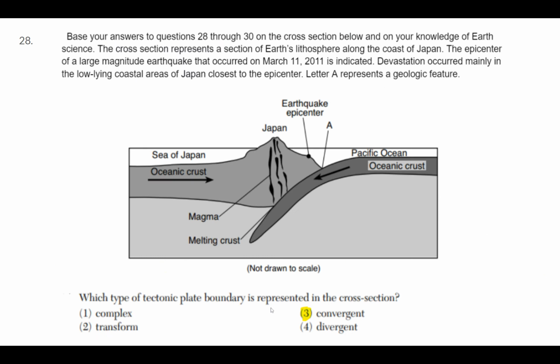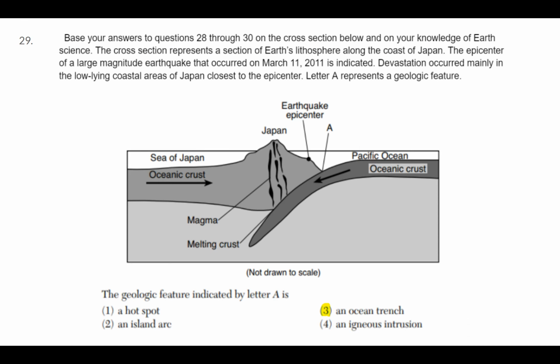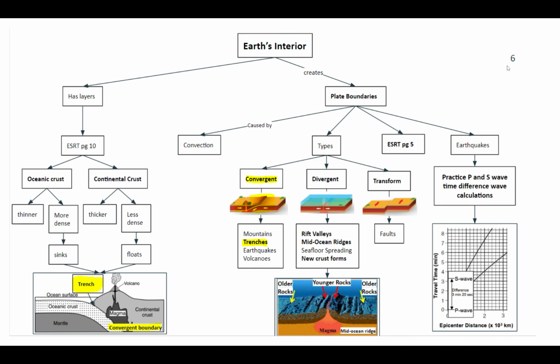28. Which type of tectonic plate boundary is represented in this cross section? The answer is convergent. Notice that the arrows are coming together. According to your Regents Review packet, page 6, convergent boundaries come together. The tectonic plates come together. The geologic feature indicated by letter A is 3, ocean trench. Notice that according to Regents Review packet, page 6, convergent boundaries form trenches.